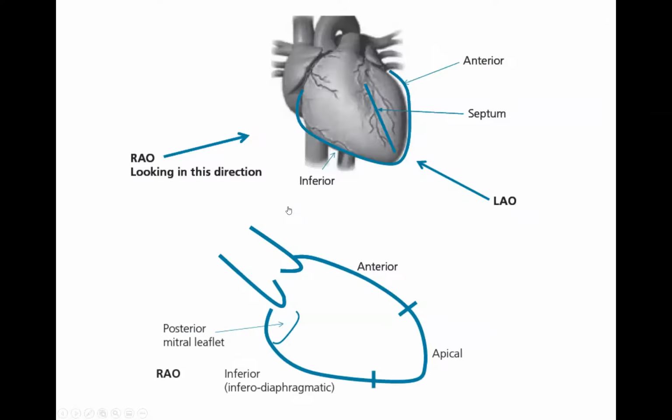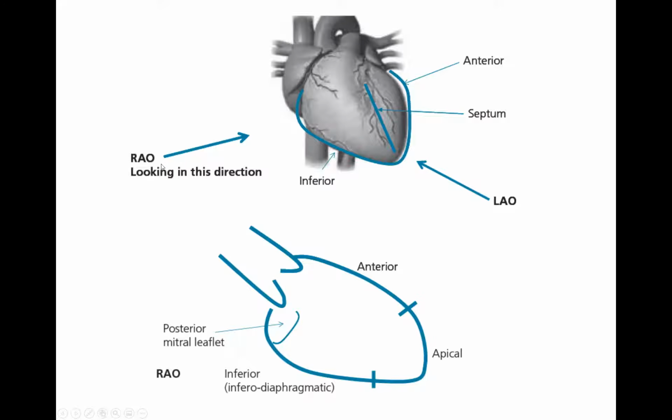This was an RAO view of an LV gram. This is again the view of the heart in the chest. This is RAO and this is LAO. Very important to distinguish. RAO is looking in this direction, and these are the LV wall. Remember, this is 2D imaging. We're just seeing the edges. We don't see the edges of what's on the inside. We only see the border of the heart shadow.